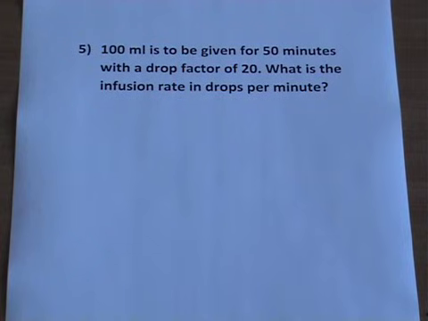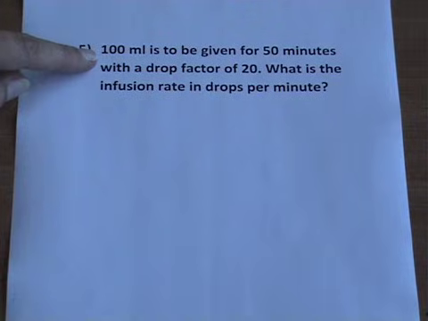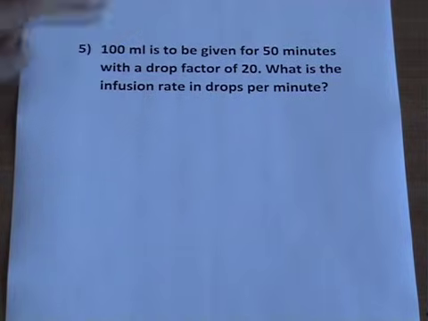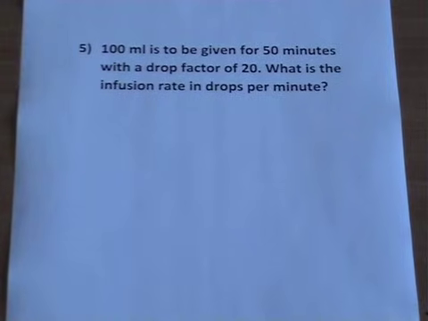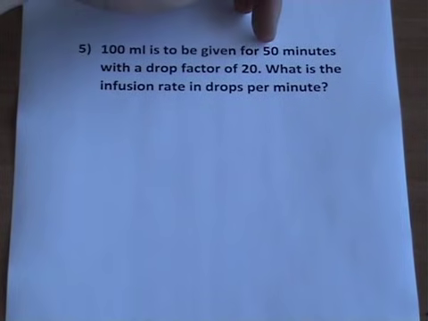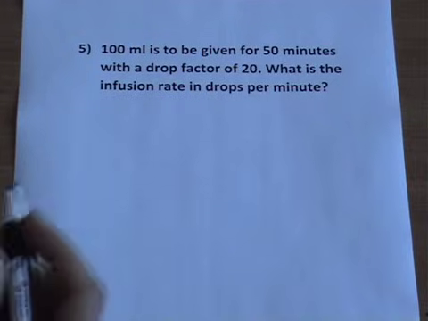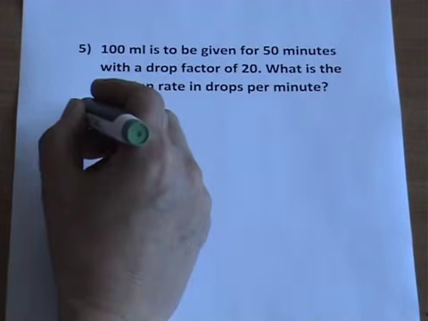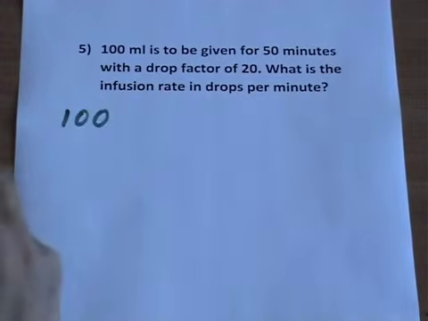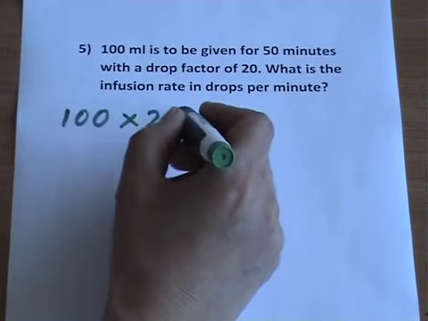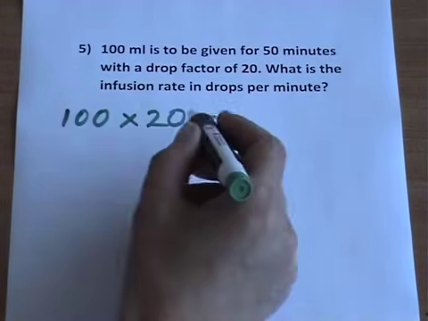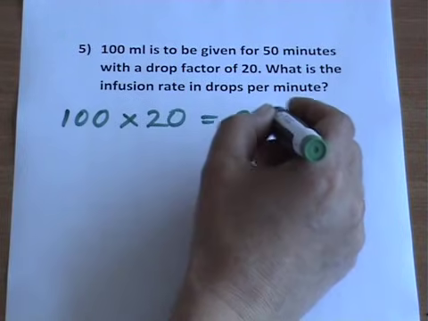Okay, I've skipped to question number 5 now, because this one's slightly different. We've got 100 mils to be given for 50 minutes with a drop factor of 20. What is the infusion rate in drops per minute? Now you'll notice here that we don't have hours, we already have the minutes, and so we don't need to bring in the number 60. So in fact, our formula for this will be 100 mils of fluid multiplied by the drop factor to turn the mils into drops. This will be 2,000.